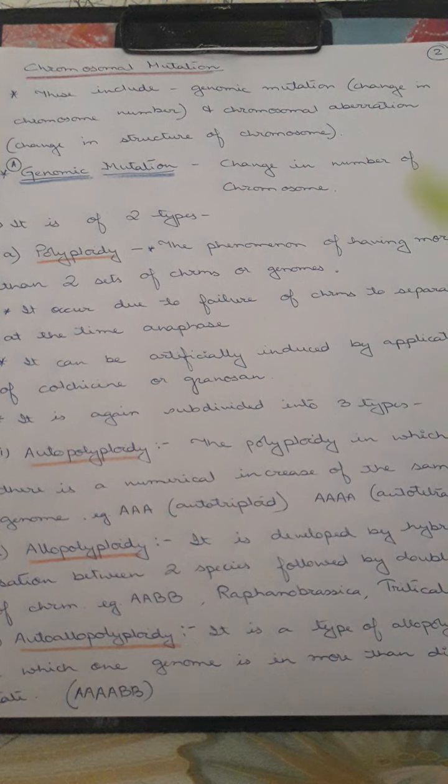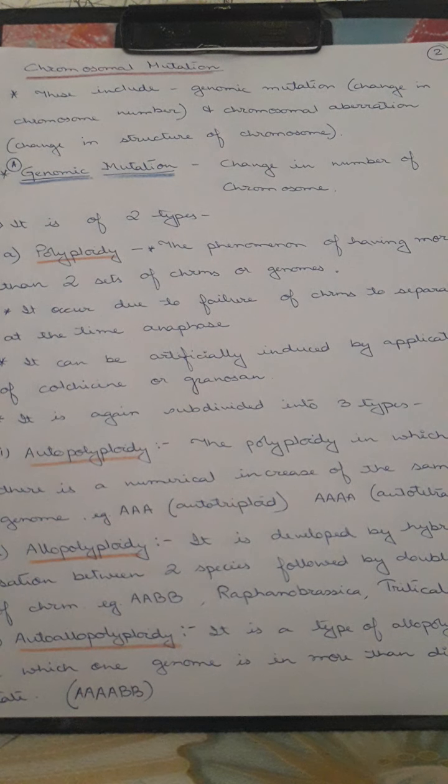Polyploidy means the phenomenon of having more than two sets of chromosomes, that is triploid, tetraploid, hexaploid. So more than two sets of chromosomes are present in the offspring. Sometimes during anaphase, the chromosomal separation fails. When chromosomal separation doesn't occur, the chromosomes remain together, forming an extra set. The result is polyploidy.